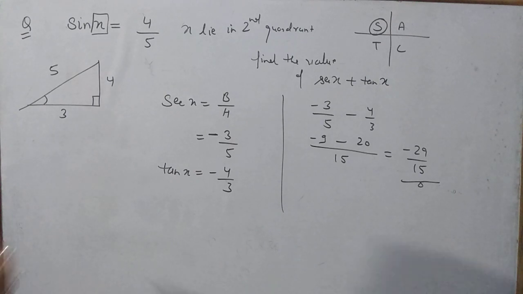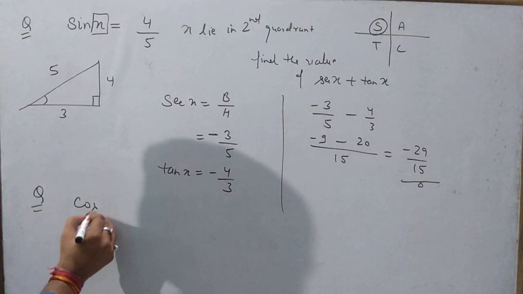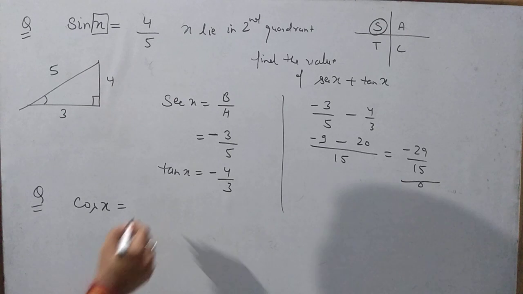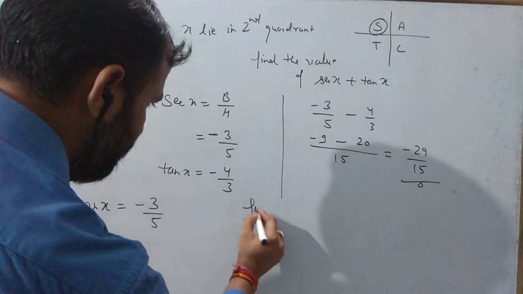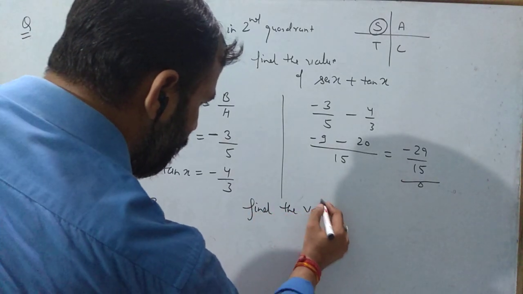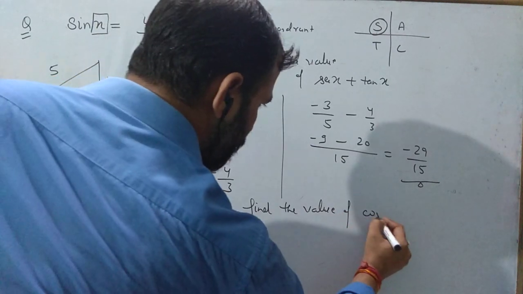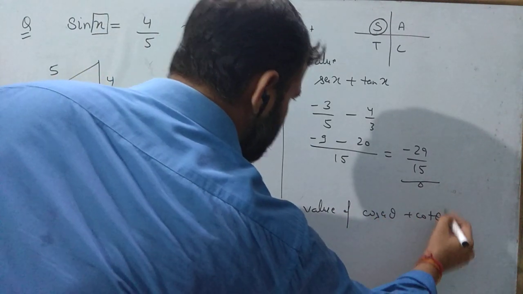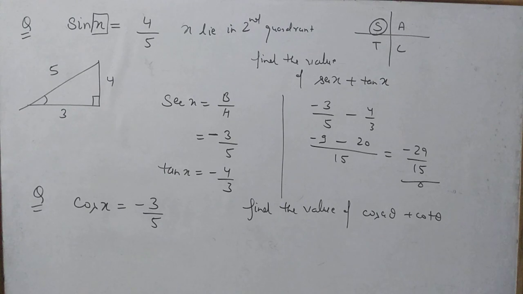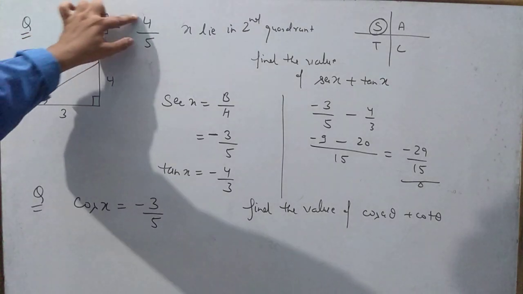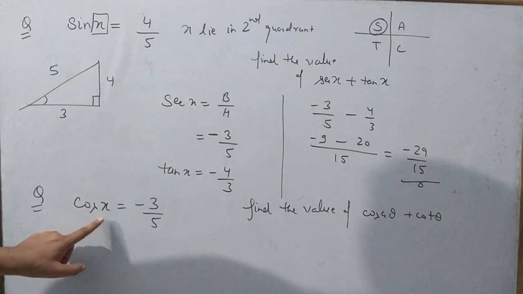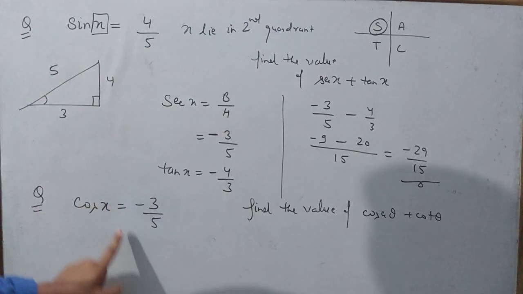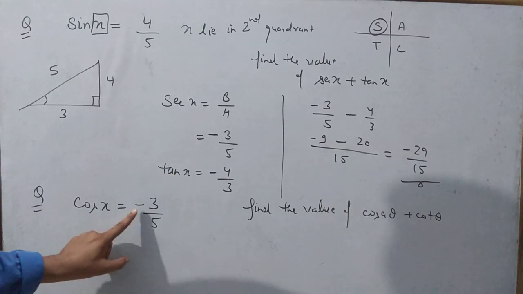Now one more question. Suppose a question is given, cos x is given as minus 3 by 5, and find the value of cosec theta plus cot theta. This is the question. In the previous question, you saw sin x is given as 4 upon 5 and it mentioned x lies in the second quadrant. In this question, it is not mentioned in which quadrant it lies. But the value of cos is coming negative.